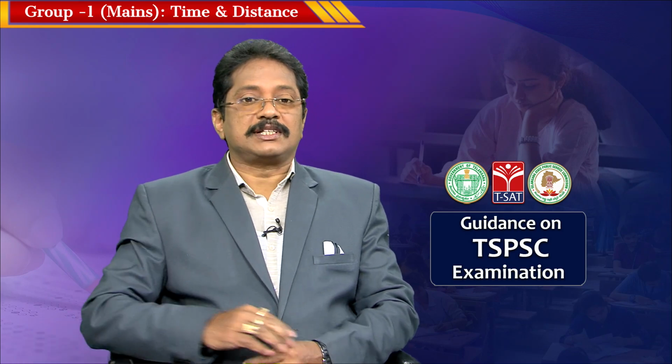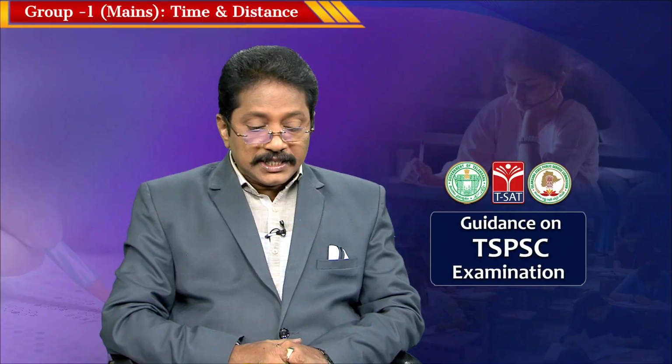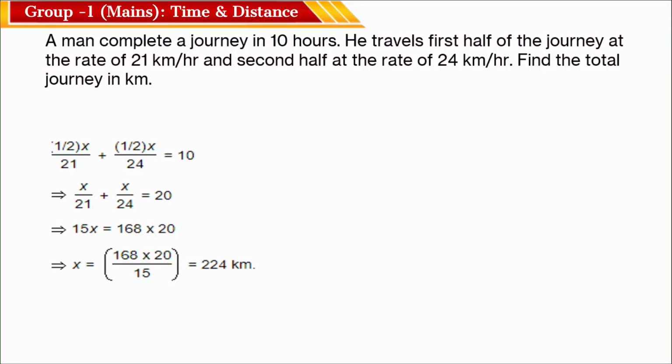Now see, a man completes a journey in 10 hours. He travels the first half of the journey at the rate of 21 kilometers per hour and the second half at the rate of 24 kilometers per hour. Then find the journey in kilometers. What is the distance travelled by him? That is the question.